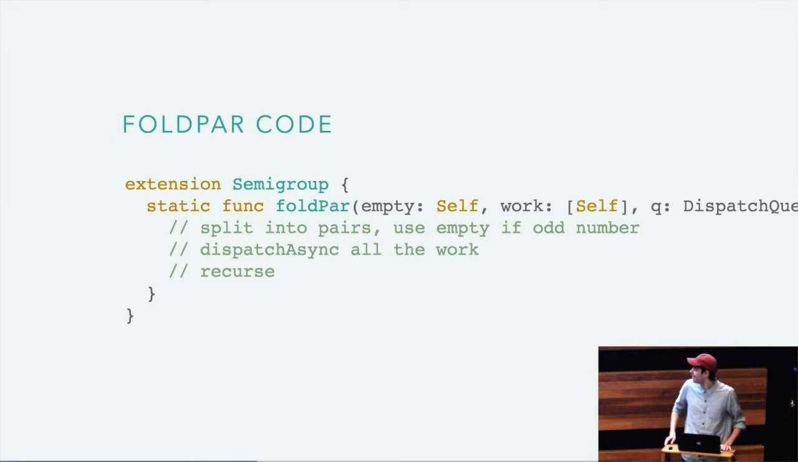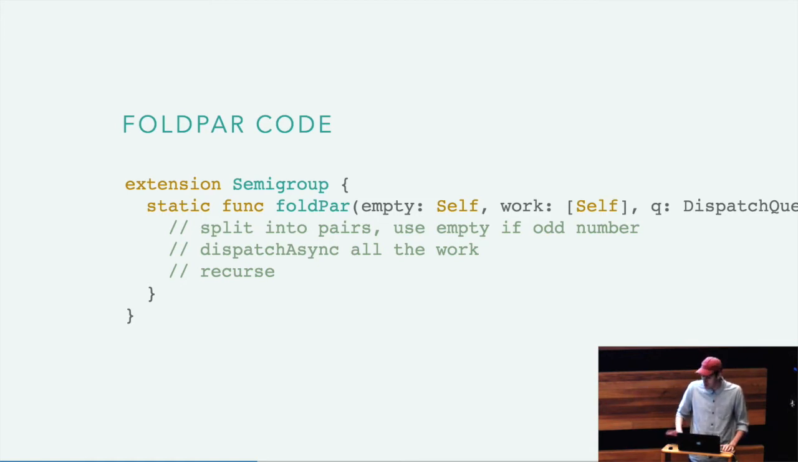So fold par takes what to do when there's nothing, the empty, a bunch of work, and this time also a dispatch queue. And what we do is at first we split the work into pairs, and then if we have one left over, we can use the empty. And then we dispatch async everything, and then when we get results, we split into pairs again, and we keep doing that over and over again until we're done. And what that gives us is we've decreased the span, which is the runtime on some hypothetical infinite core processor, from O of n to O of log n. All right?